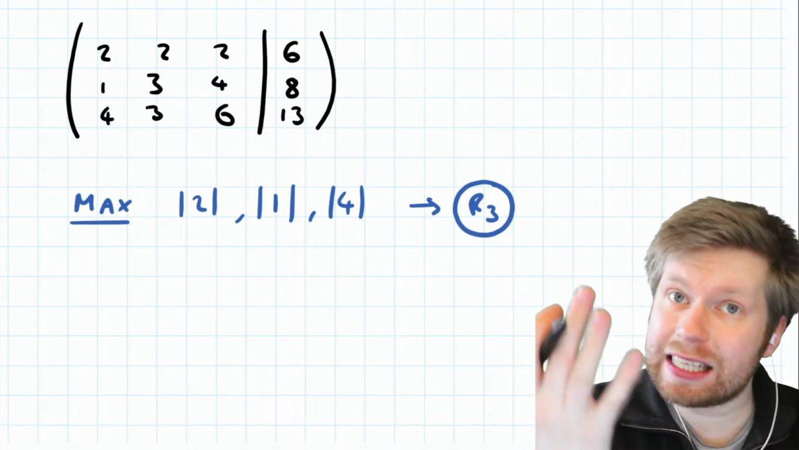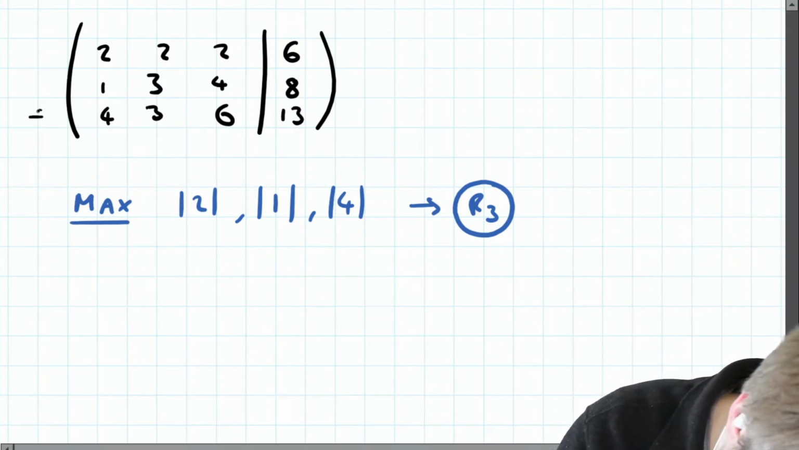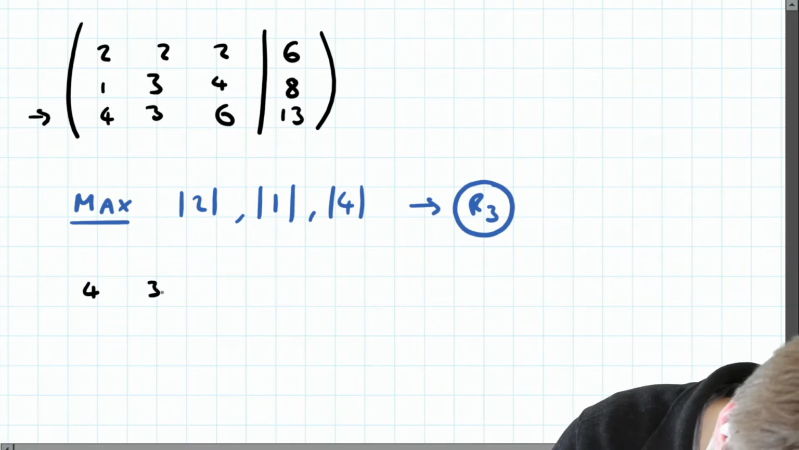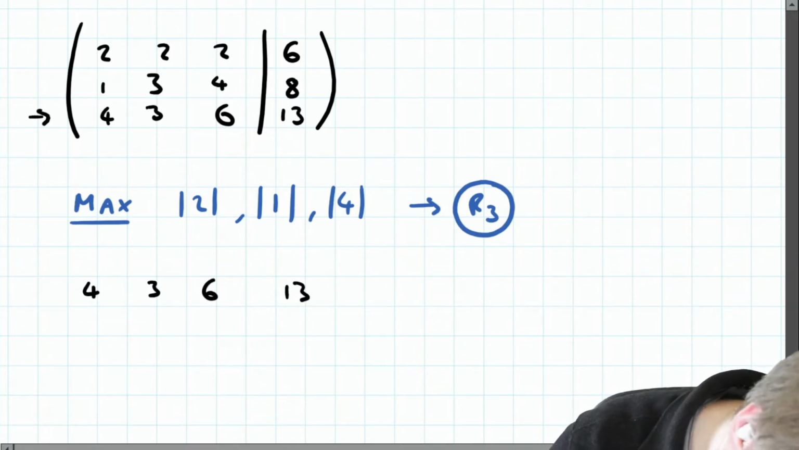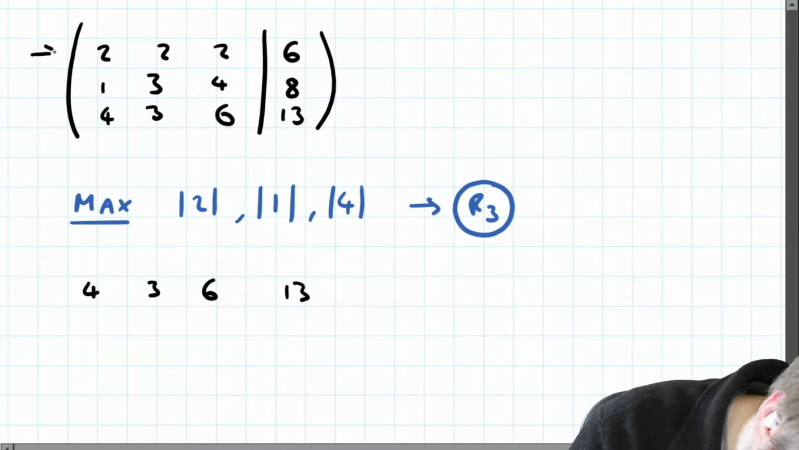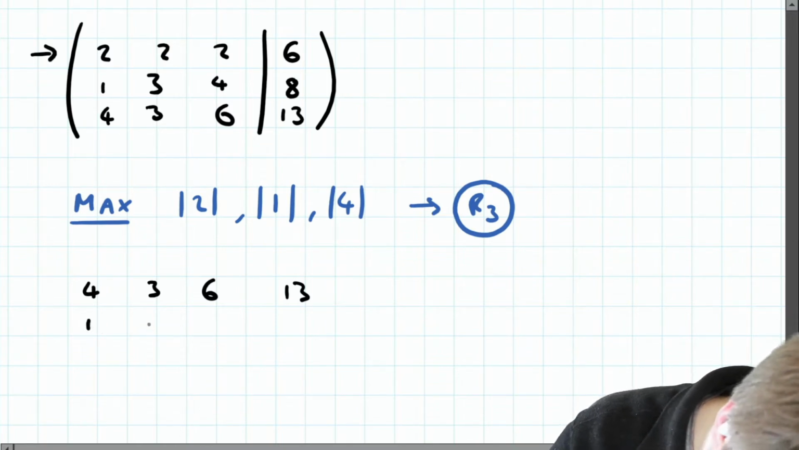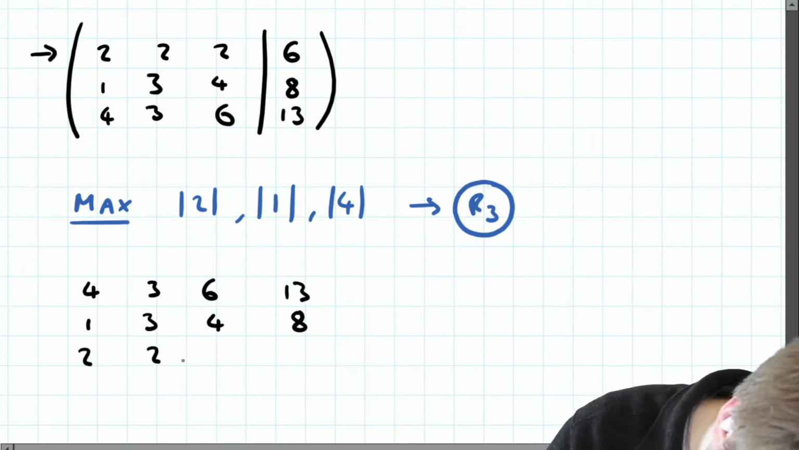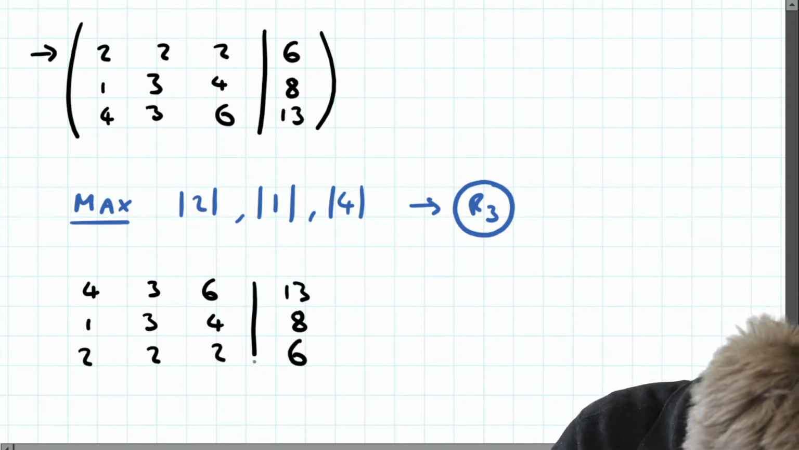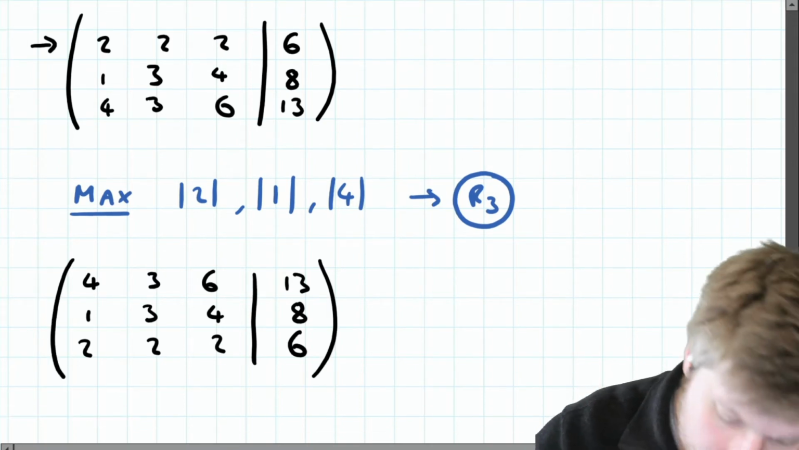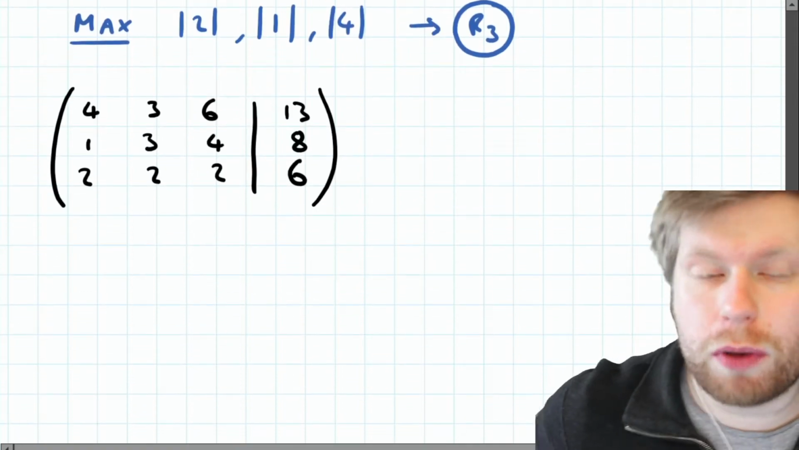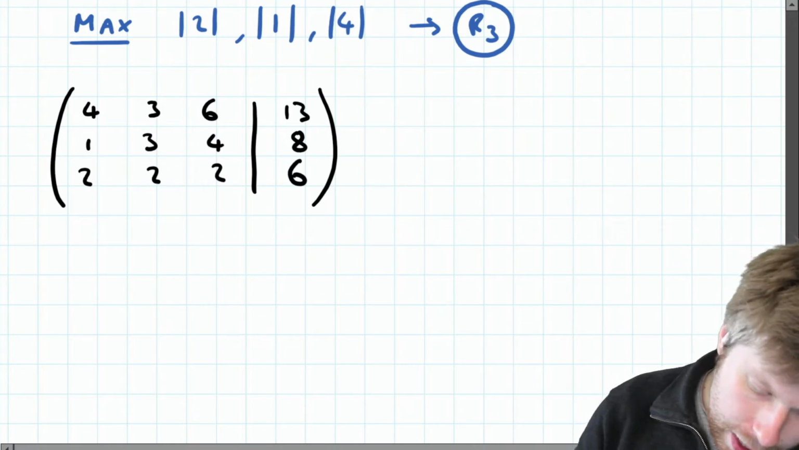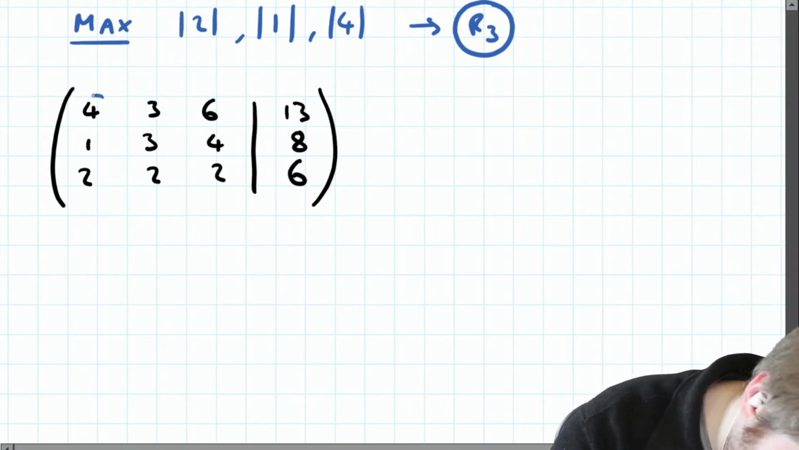In other words, this is my starting matrix. So I take row 3, so 4, 3, 6 and 13. And I swap it with row 1. So I've still got row 2 in the middle, so 1, 3, 4 and 8. But row 1 and row 3 swap places, so that becomes 2, 2, 2 and 6. Okay, now I start with my Gaussian elimination method. So I do my forward elimination, okay?